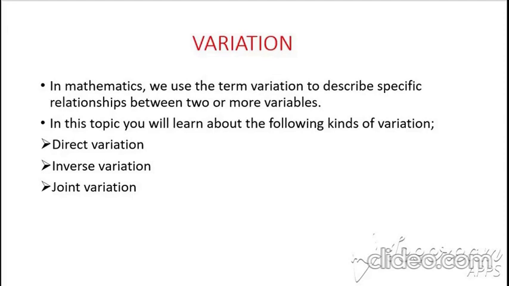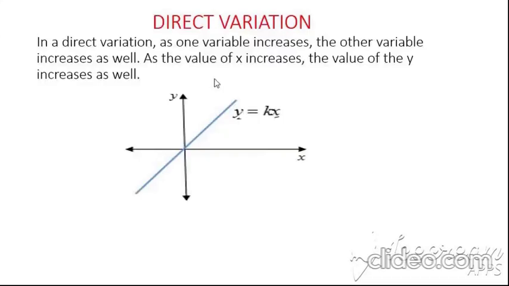So what is variation? In mathematics, we use the term variation to describe specific relationships between two or more variables. Just by the term variation, it's something that involves change. These variables are quantities that are varying or changing, which are not fixed. In this topic, you learn about the following kinds of variation: direct variation, inverse variation, and joint variation.